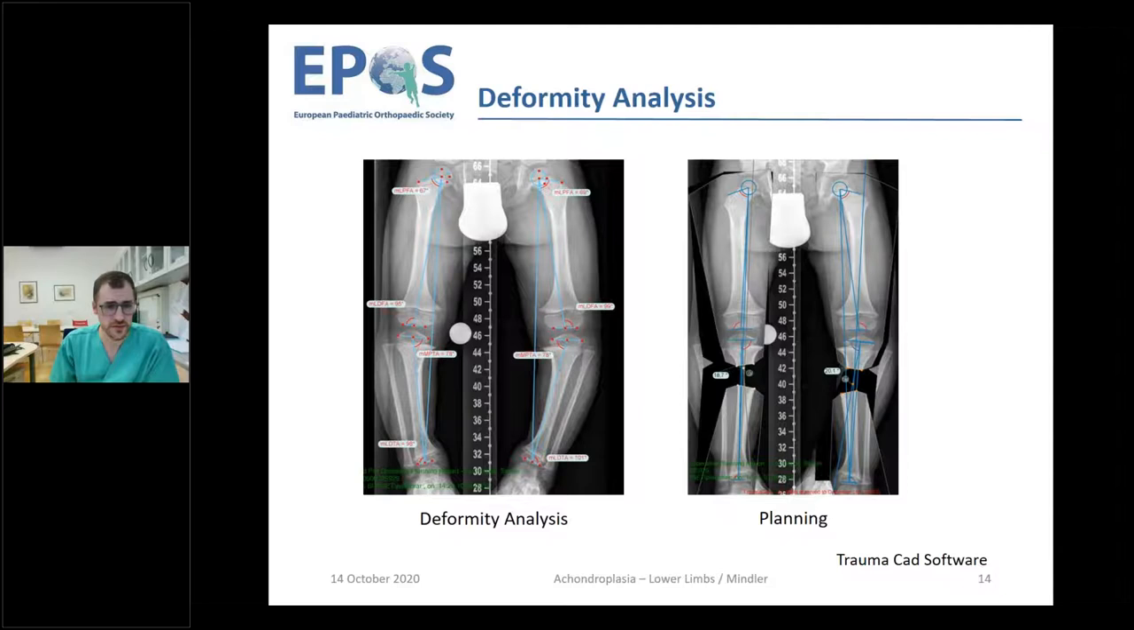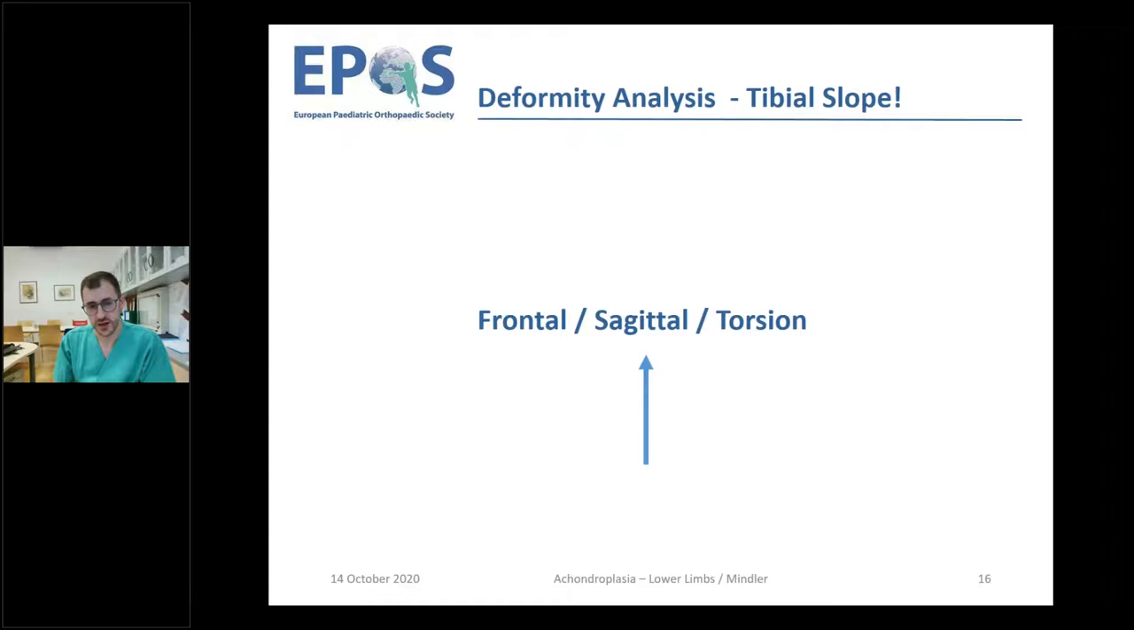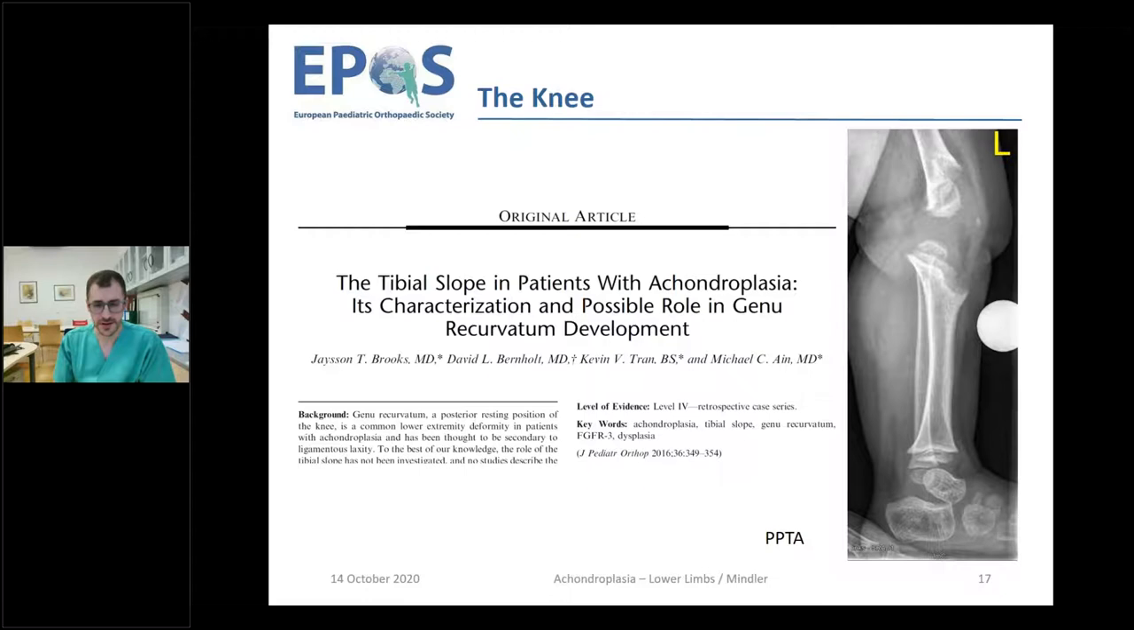But we have to keep in mind that the analysis of the lower limb in achondroplasia is more difficult, especially in the tibia and especially in patients younger than 6 years. We have to check for deformity in the frontal, sagittal, and transverse planes. An example for the sagittal plane is the tibial slope, which we have to check in these patients if there is hyperextension of the knee and increased PPTA angle. Then we have to consider correcting this deformity.